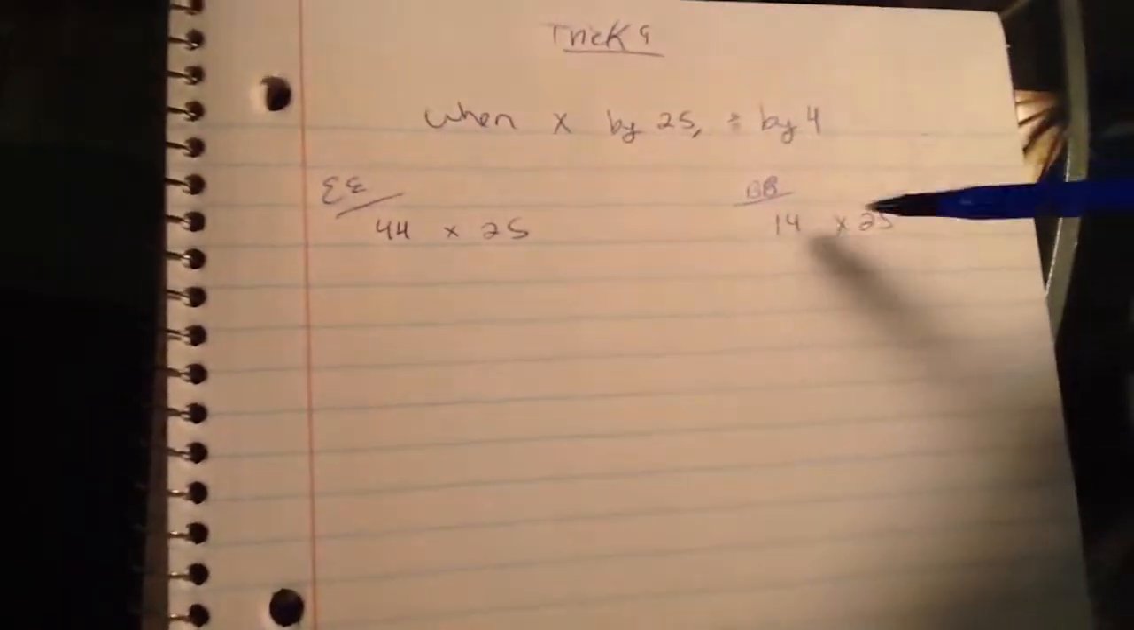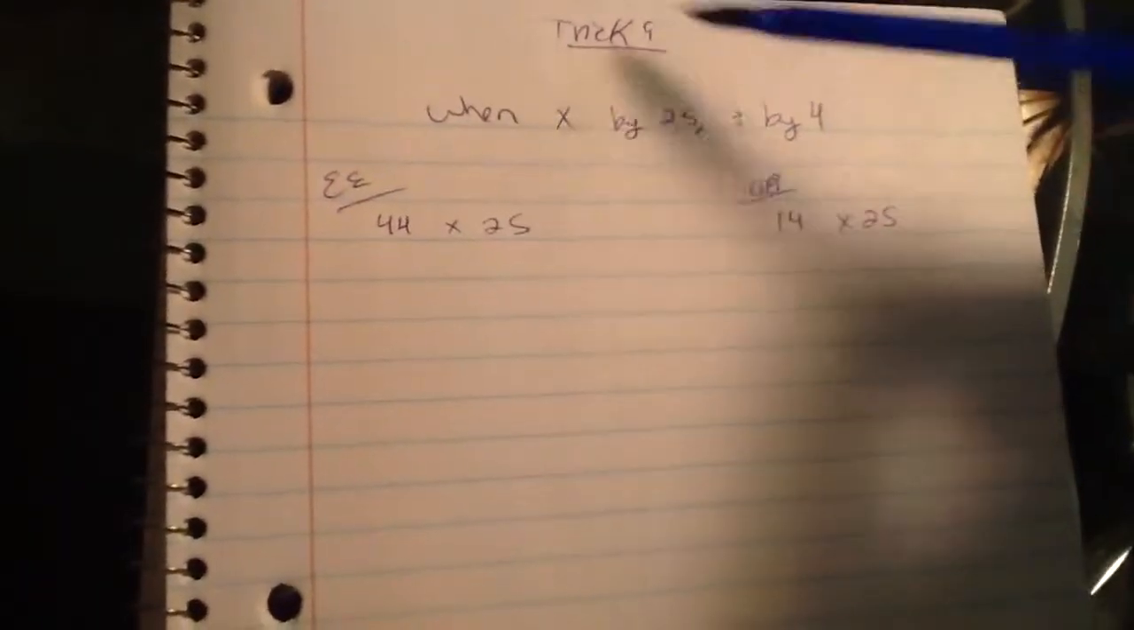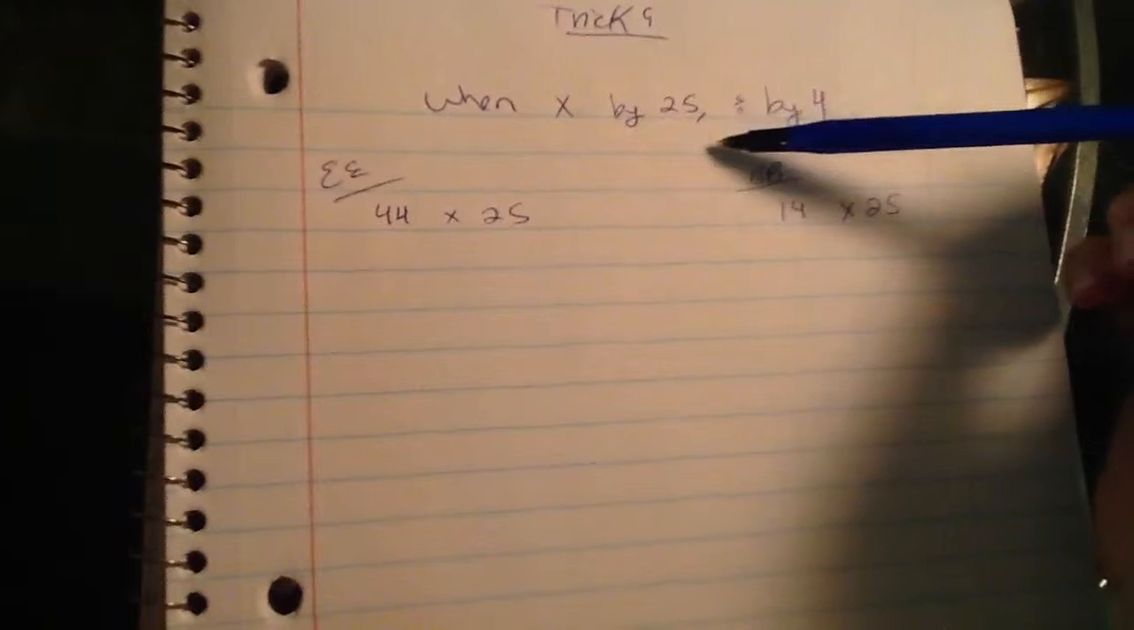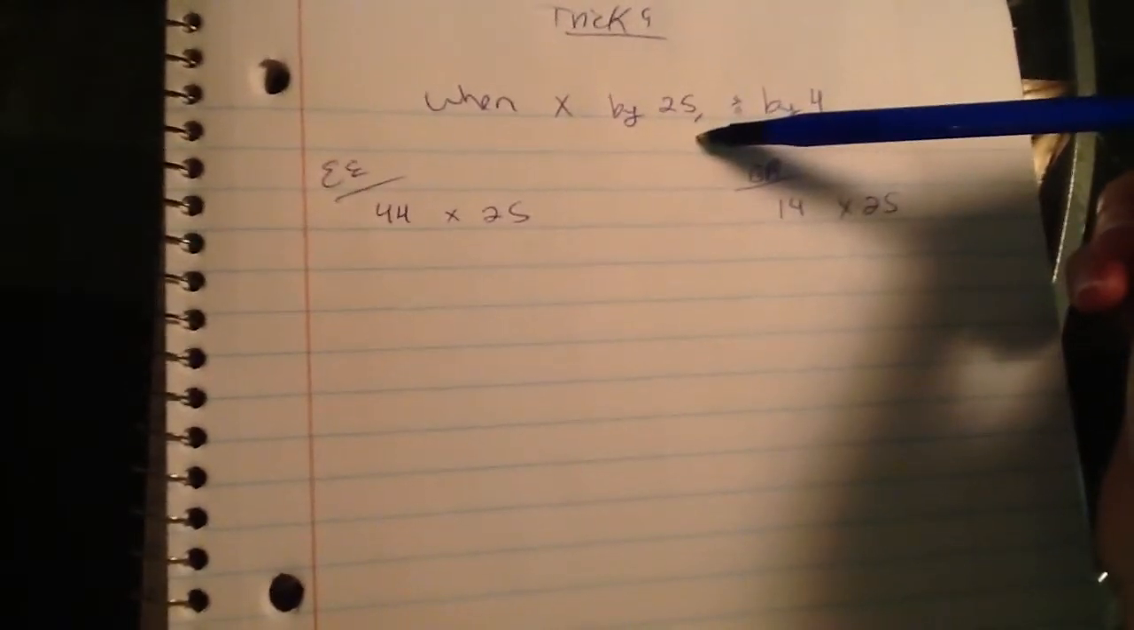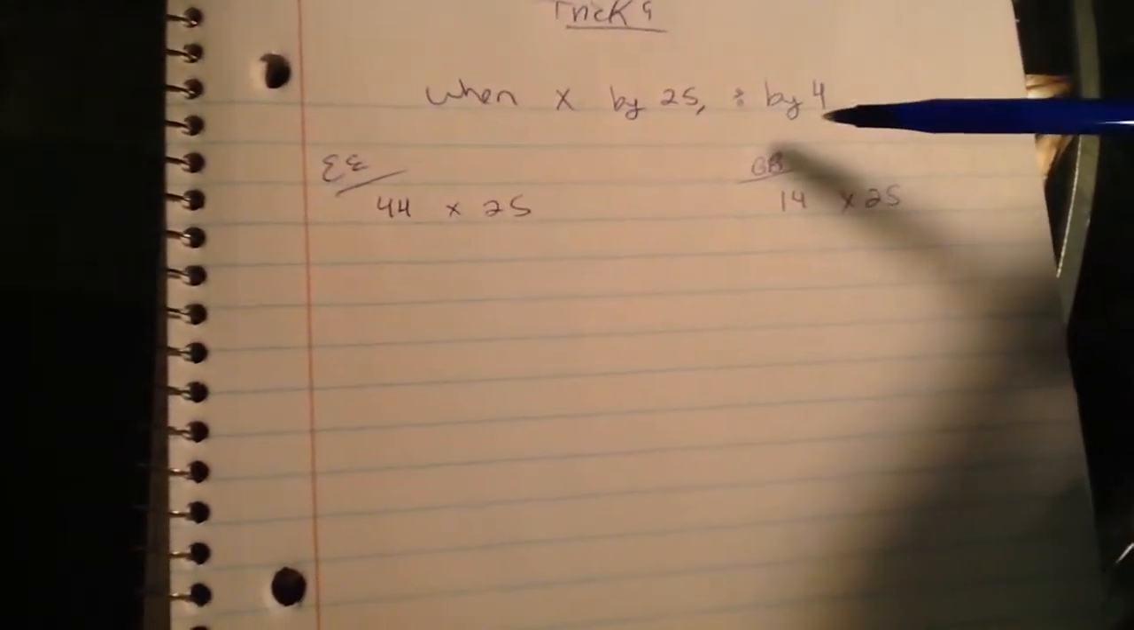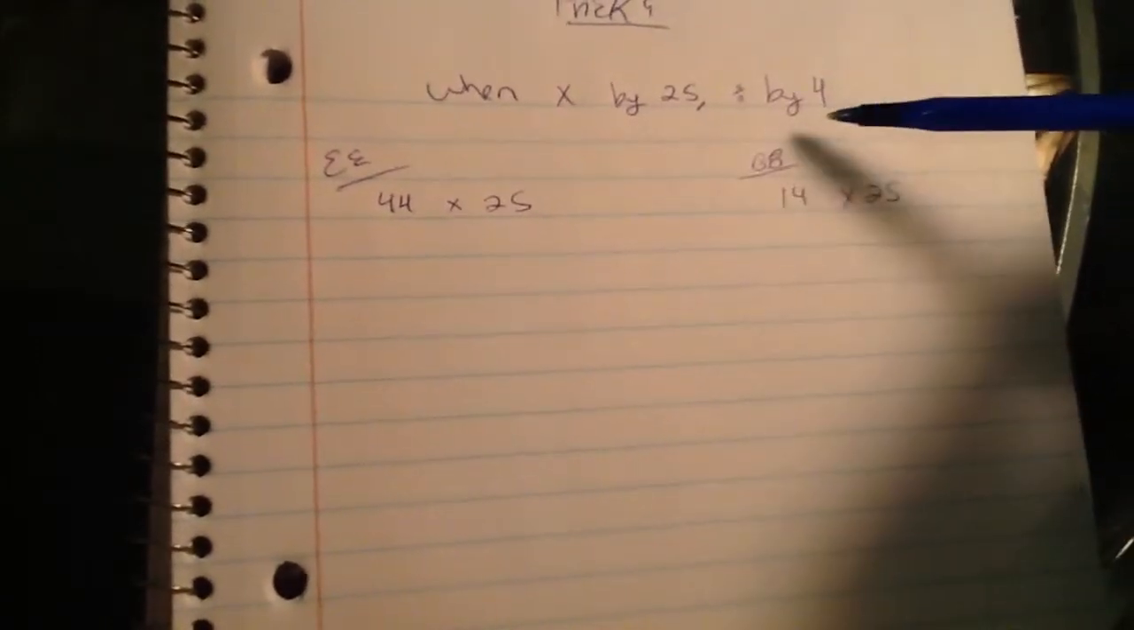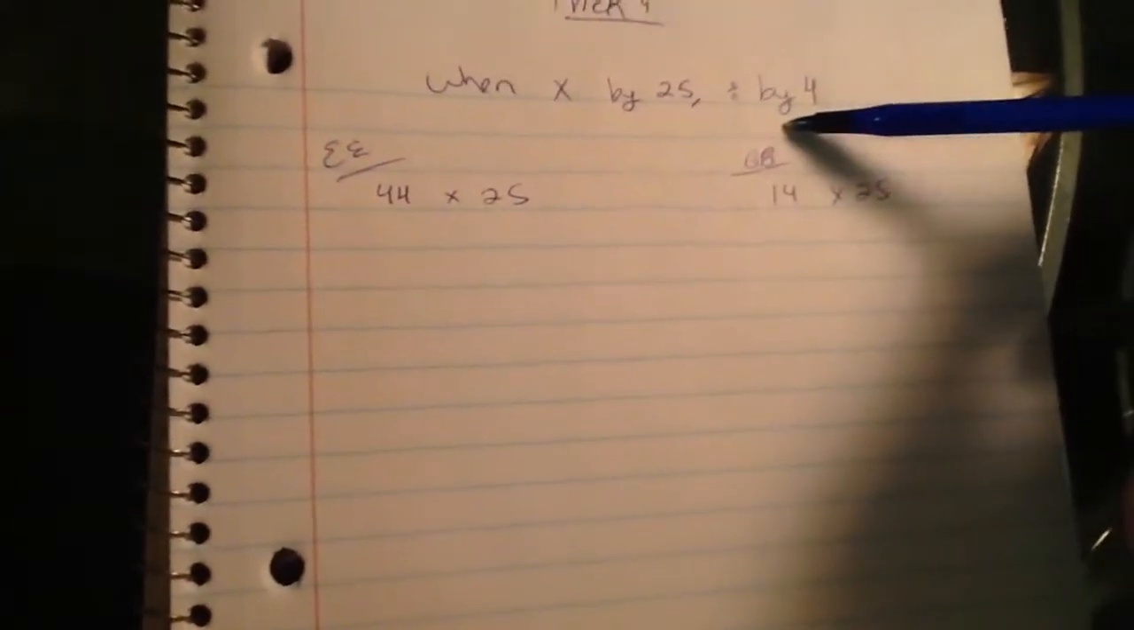Before we start talking about how to do the trick, let's think about why it makes sense. There are 25 cents in each quarter. 4 quarters is 1 whole. Let's think about money. 4 quarters is 1 whole. There is the relationship. Now let's think about that when we're working this trick.